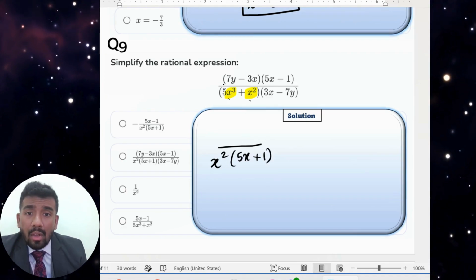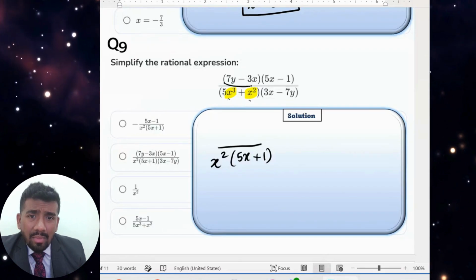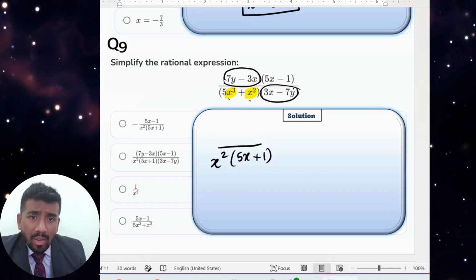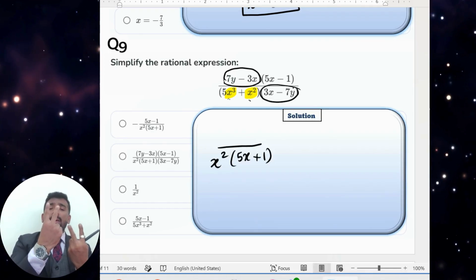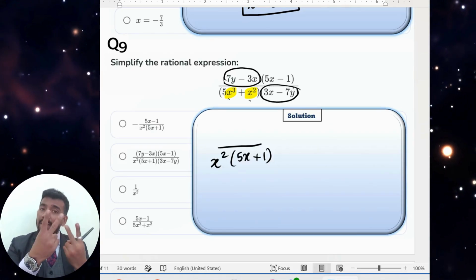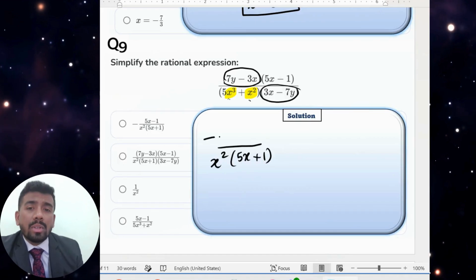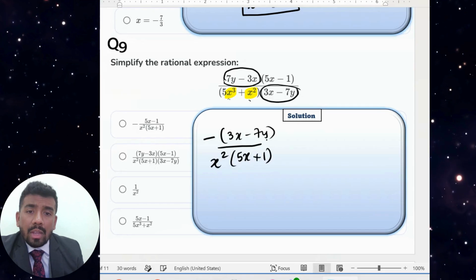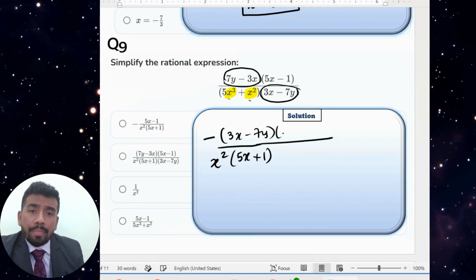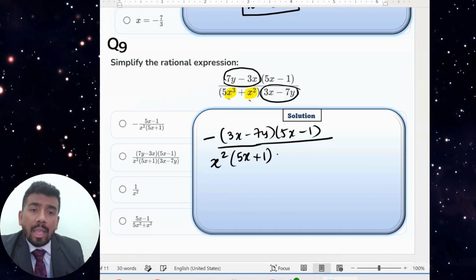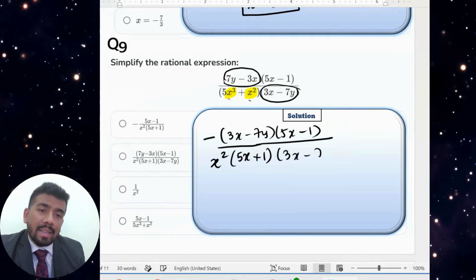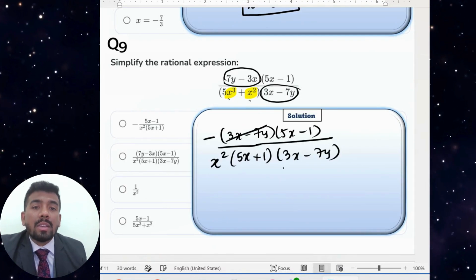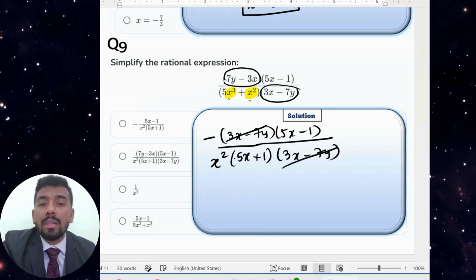1. Also something I can see: 7y minus 3x, and here 3x minus 7y. Both are the same but opposite inside. You see? So what can I do? Take the minus out. That's our infamous step. You take the minus out and it becomes opposite, and the rest becomes the same: 3x minus 7y. Now cancel it out. So 3x minus 7y, 3x minus 7y cancel.